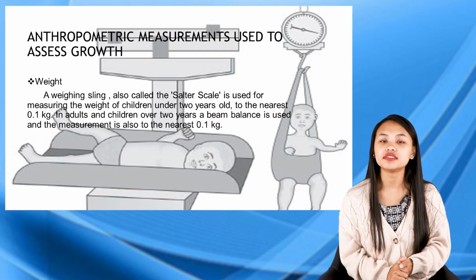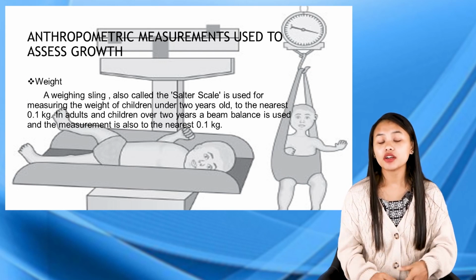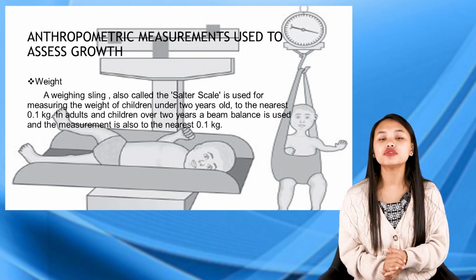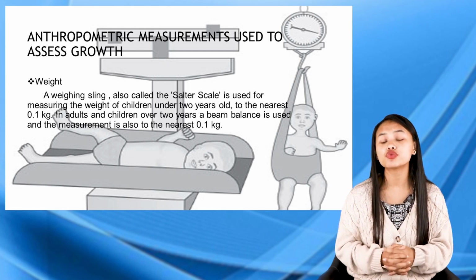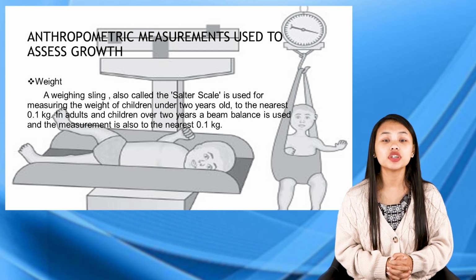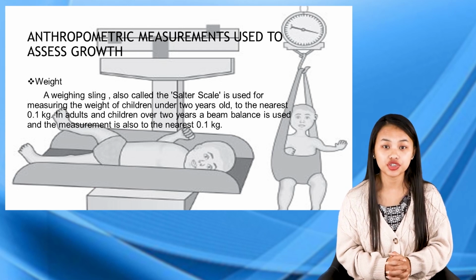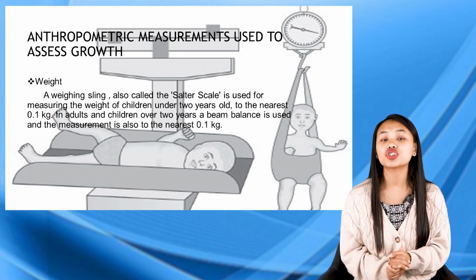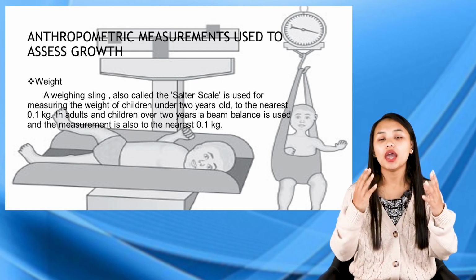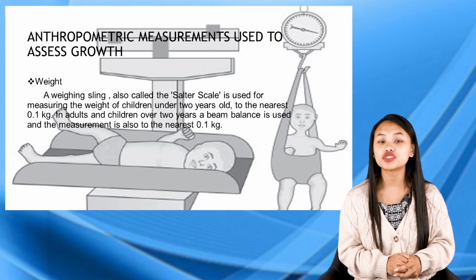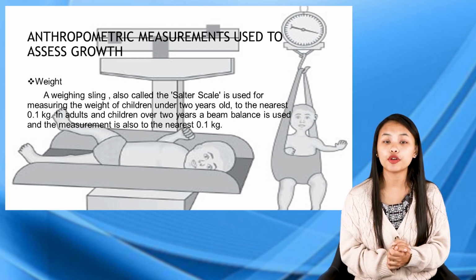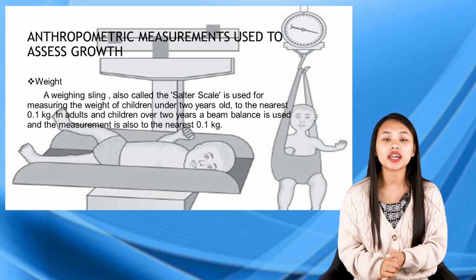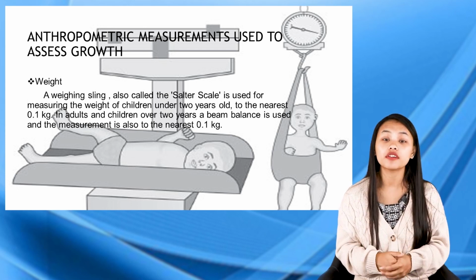The next one is the weight. Here, a weighing sling or a spring balance, also called the Salter scale, is used for measuring the weight of those children who are under 2 years of age to the nearest 0.1 kg. Whereas in adults and children who are over 2 years of age, a beam balance is used to measure the weight, and the measurement is also to the nearest 0.1 kg. In both of these cases, a digital electronic scale can also be used if there is one available.